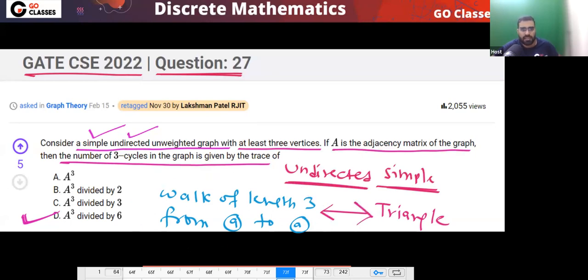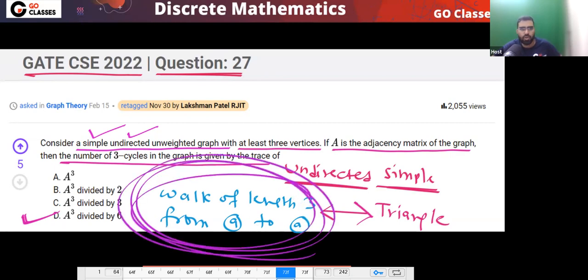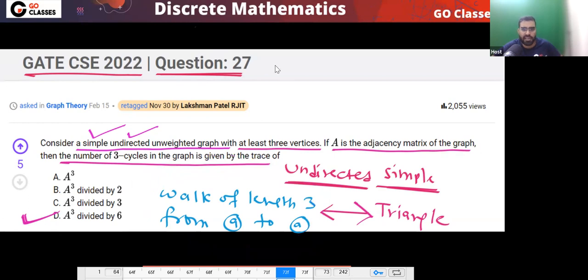So if you have a walk of length three from A to A, then there is a triangle. And if you have a triangle, then you have a walk of length three. So this is the observation. From this observation, you can easily see that the trace divided by six, because one triangle will give you how much?